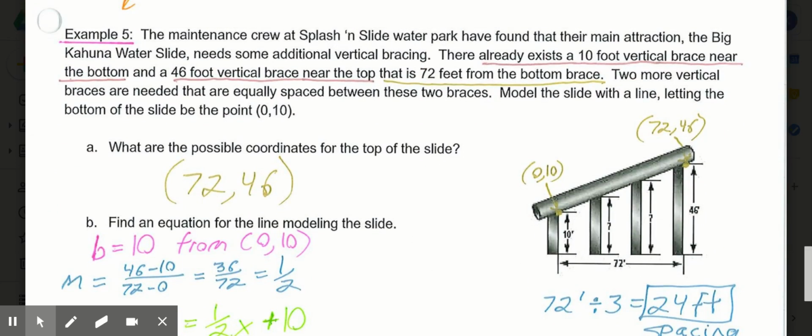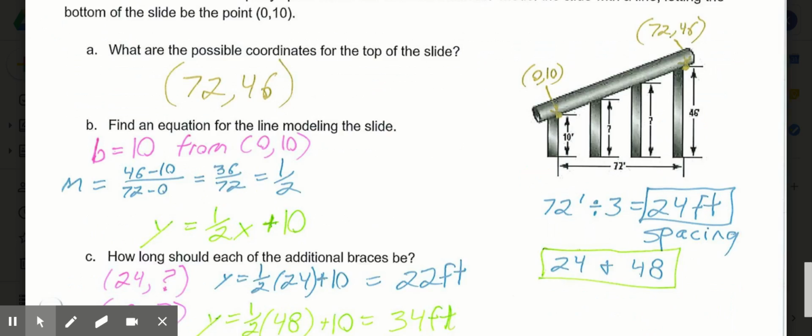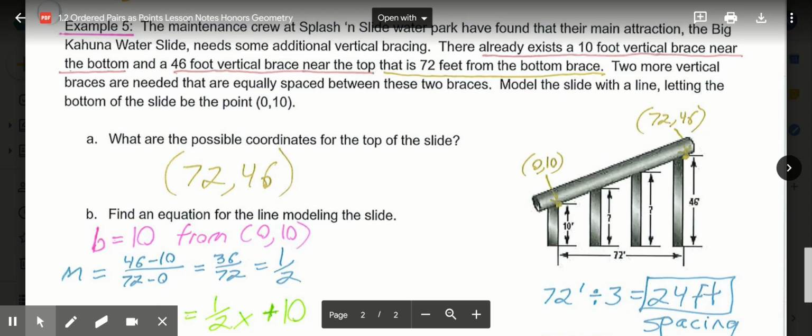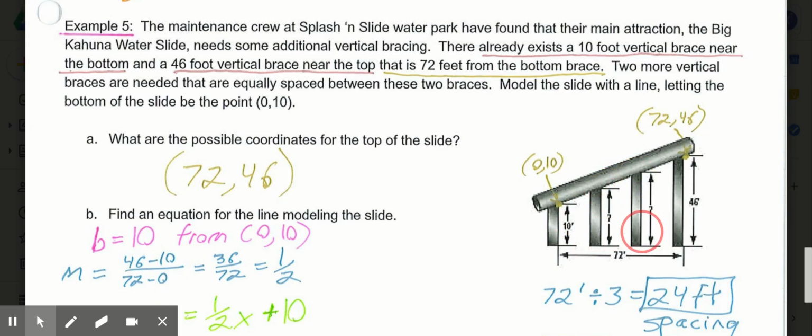And now we are on to our final example, example 5. So now we're taking that idea and applying it to a real life situation of a water park slide. So not real life for everyone, but if you build water park slides, there you go. In example 5, it says, the maintenance crew at Splash and Slide Water Park have found that their main attraction, the Big Kahuna Water Slide, needs some additional vertical bracing. So vertical bracing being the pieces here.